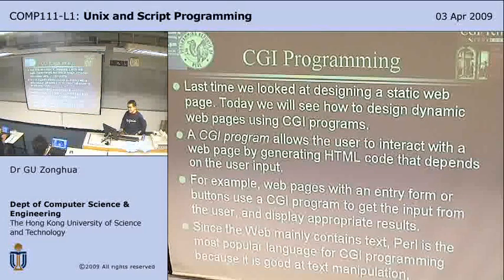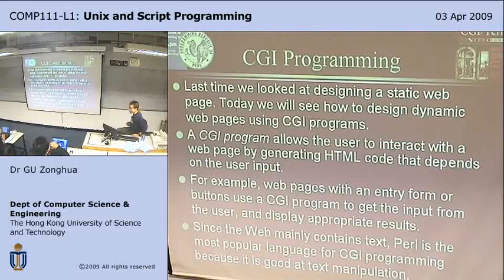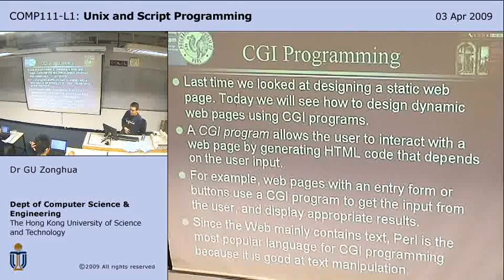If you write an HTML document by hand with Notepad or Microsoft Word, you're designing a static web page. But today with CGI, you can design a dynamic web page, that is, web pages that are generated online. Perhaps you can pull data from a database and display it instead of hand coding the page statically. So a CGI program allows the user to interact with a web page by generating HTML code that depends on user input. For example, web pages with an entry form or buttons use a CGI program to get the input from the user and display appropriate results.